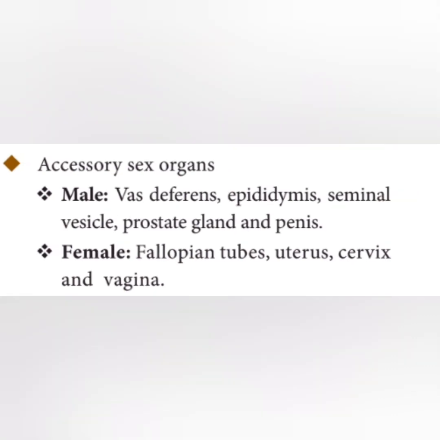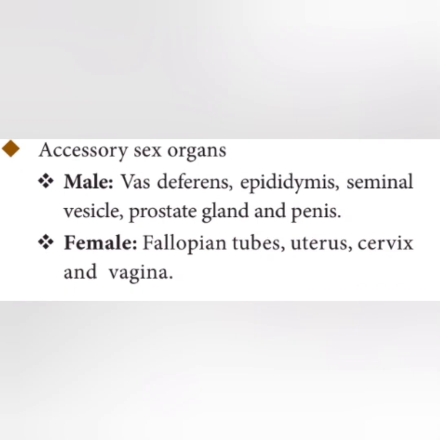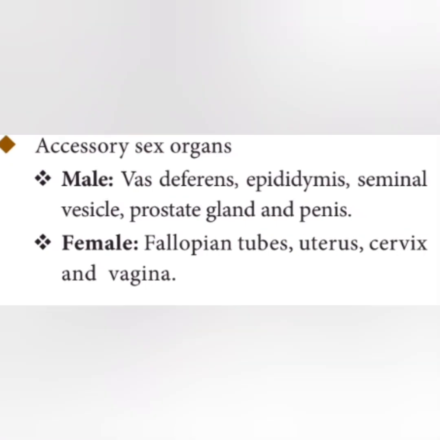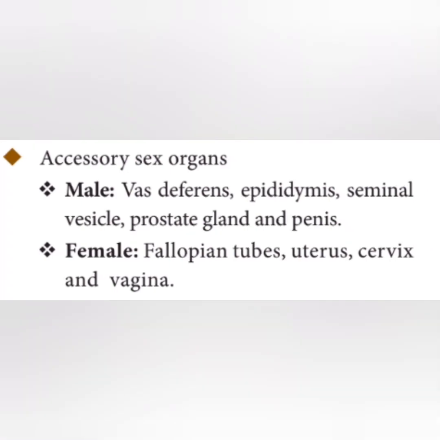And the next question is, name the secondary sex organs in male. Here I have given male as well as female. Male: vas deferens, epididymis, seminal vesicle, prostate gland and penis. Sometimes they will ask for female secondary sex organs. If they ask, you should write fallopian tube, uterus, cervix and vagina.